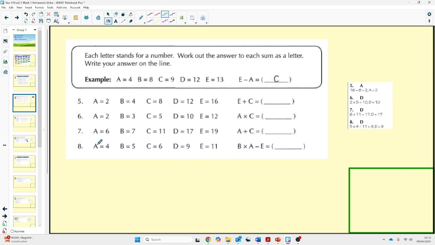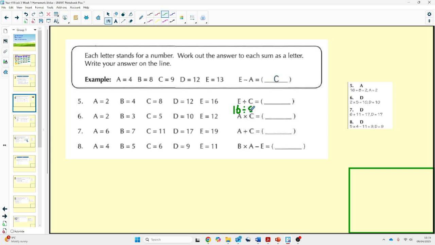So every single question has a different code. We can see here on question 5, A is 2, B is 4, C equals 8, D is 12 and E is 16. So with E, we know that represents 16, so we can write that underneath. And then we're going to divide. It's really important you look carefully at what operation you've got.